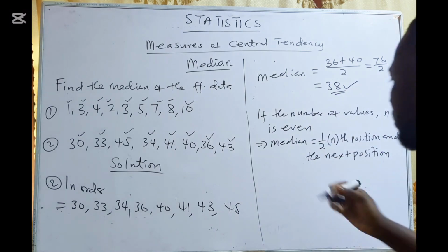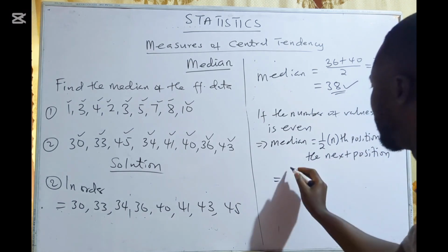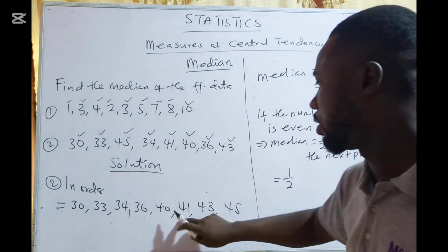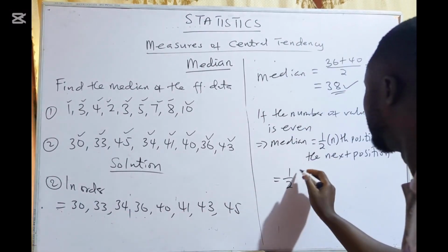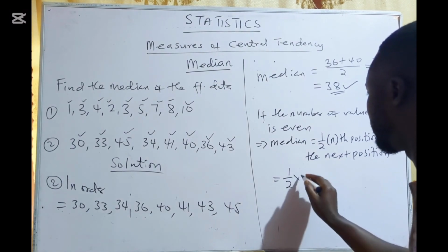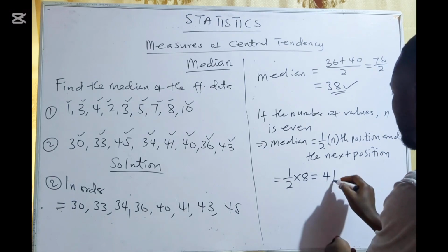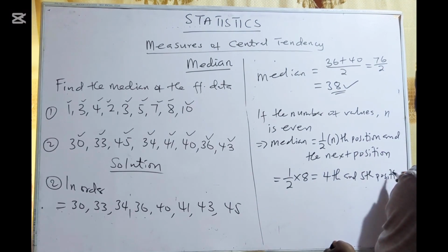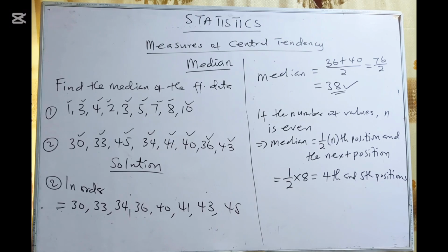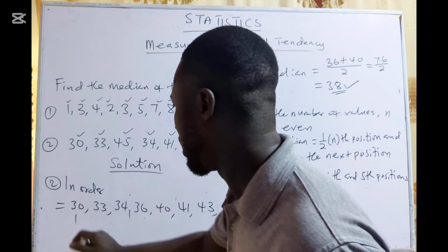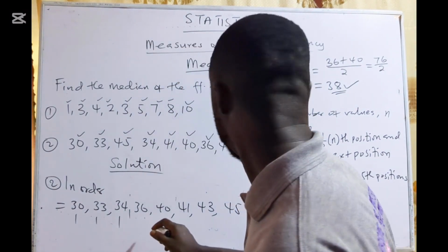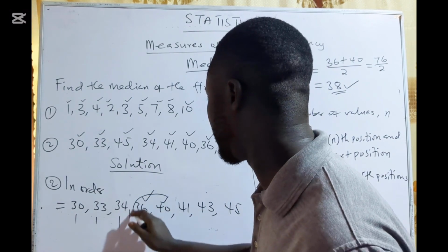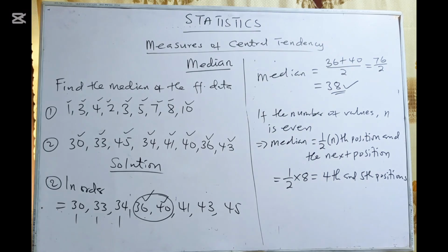Is that okay? Okay, so it will be half of, what is the n? 1 2 3 4 5 6 7 8. So half of 8 will give us 4. So the 4th and what? 5th positions. So that's what we are talking about, the fourth and fifth position. So you count and identify your fourth and fifth positions. All right. So first position, second, third, fourth, and fifth. So the fourth and fifth will be 36 and then 40.